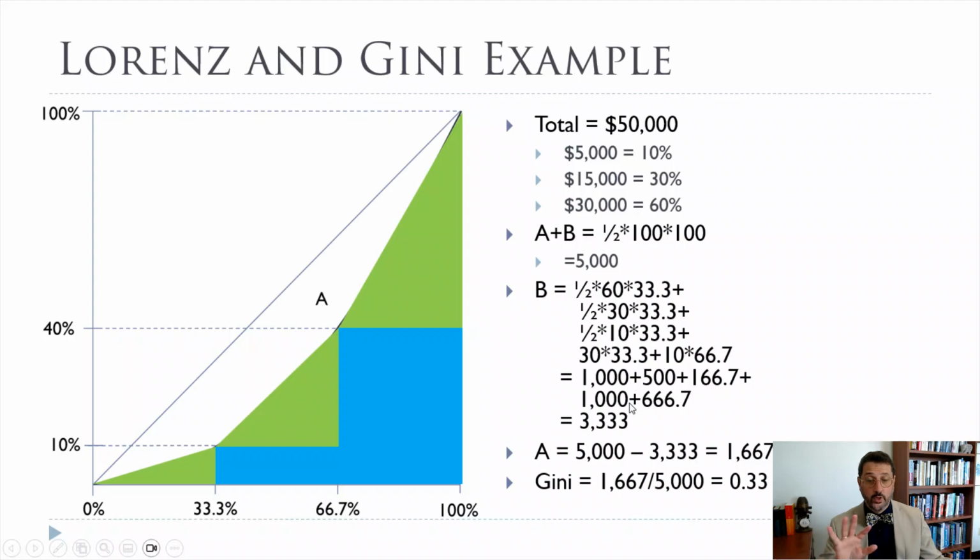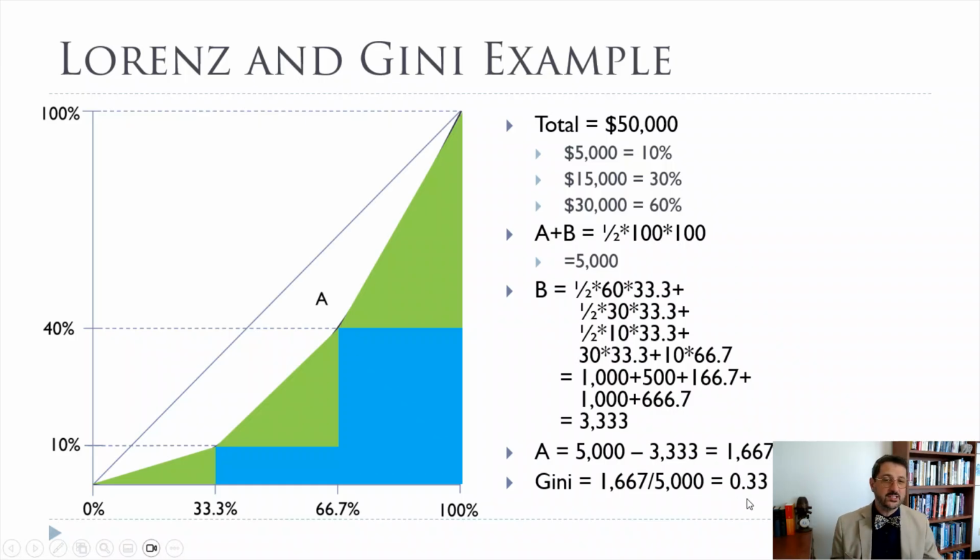Now, we want A, right? And so in order to get A, we need to subtract B from A plus B. A plus B is 5,000. B is 3,333. A then is 1,667. Now we can use that to calculate the Gini coefficient, which is A divided by A plus B. So 1,667 divided by 5,000, or 0.33.